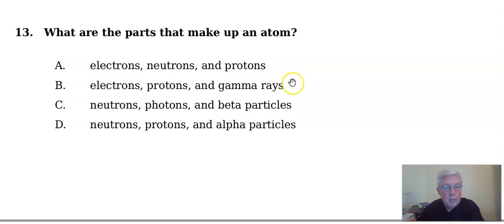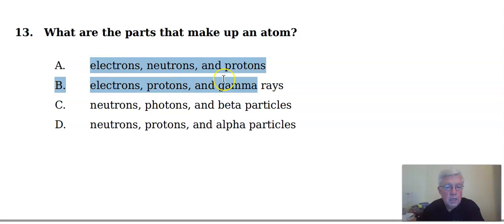Electrons, protons, and gamma rays. Not so much. Neutrons, photons, and beta particles. Now, these are all real things, but they don't necessarily make up an atom. Neutrons, protons, and alpha particles. Again, these are real things, but that's not the right answer.